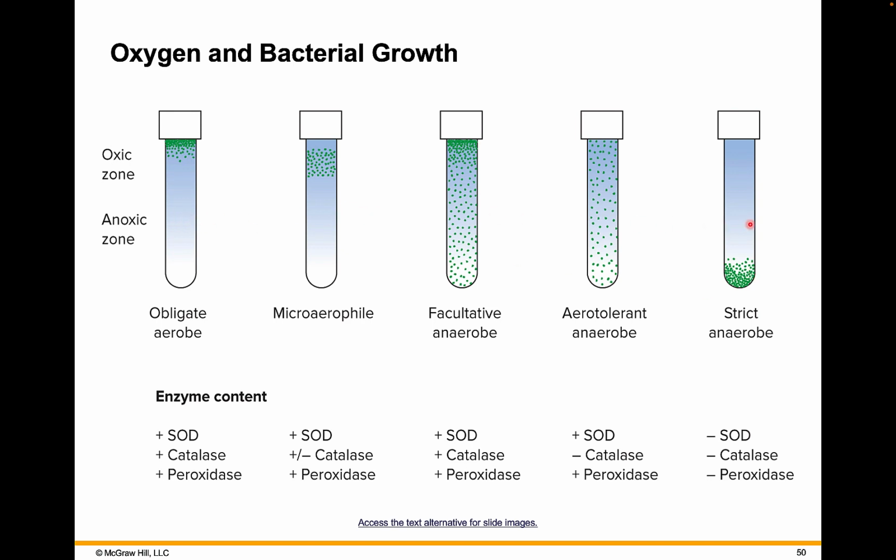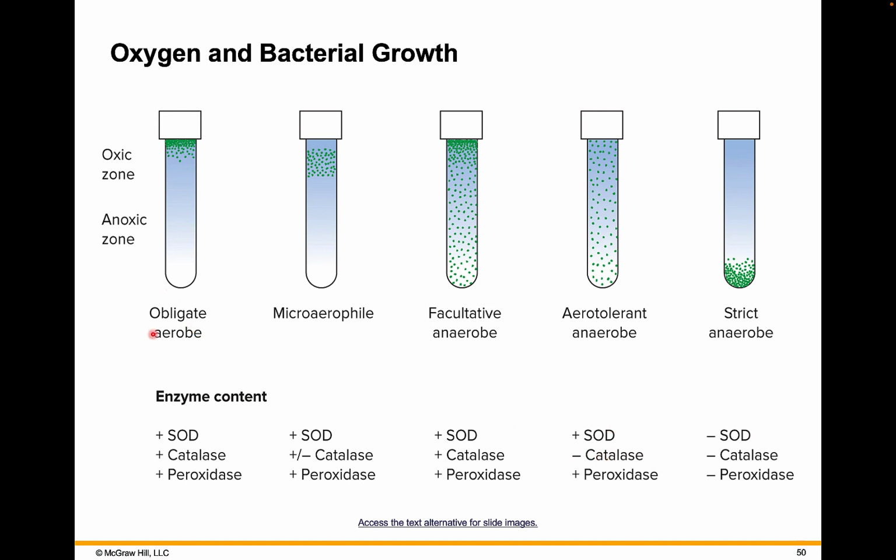So what kind of enzyme systems do they have? Here you can see that the obligate aerobes have superoxide dismutase, catalase, and peroxidase, all of the enzymes. Whereas the microaerophile may have SOD, they have peroxidase, and they may or may not have catalase. Facultative aerobes, the same way, have SOD, catalase, and peroxidase, all of them. Whereas the aerotolerant anaerobes have SOD and peroxidase, but do not have catalase.